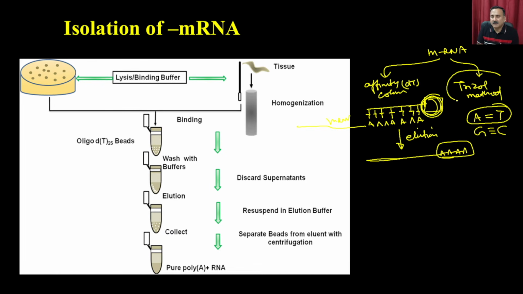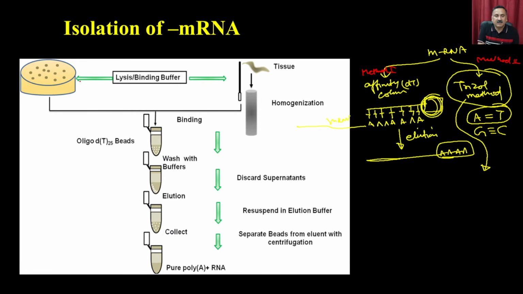This is another method, called the Trizol method, where you are going to use Trizol, and that's how you are going to isolate the messenger RNA. So for both of these methods, we are going to discuss how you can isolate the messenger RNA from the cytosol. This is method 1, and this is method 2.